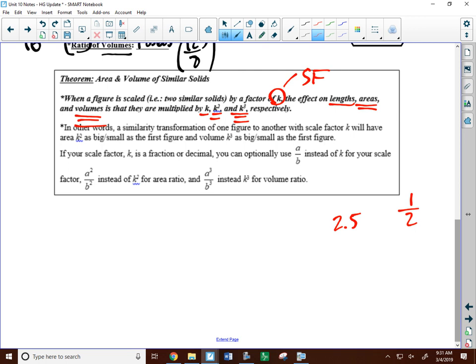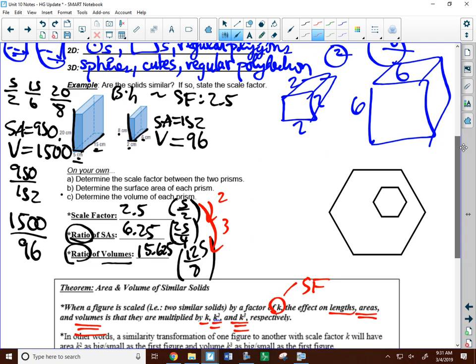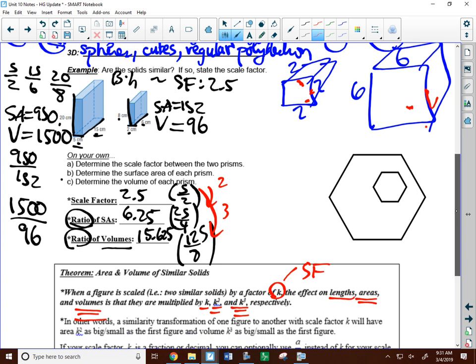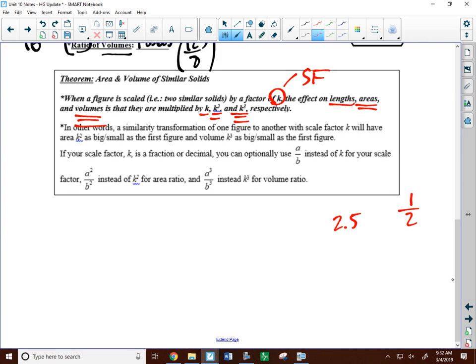I wrote it on the next one, similarity transformation. So here's one shape, one cylinder or something, scale it to this one. This is a similarity transformation to transfer this one onto here. We did that with 2D shapes. We could do it with 3D shapes.